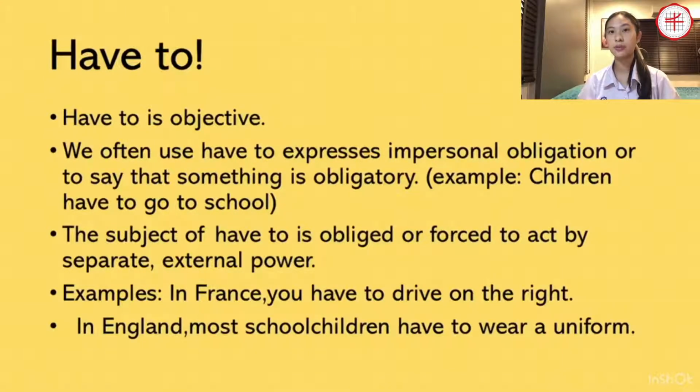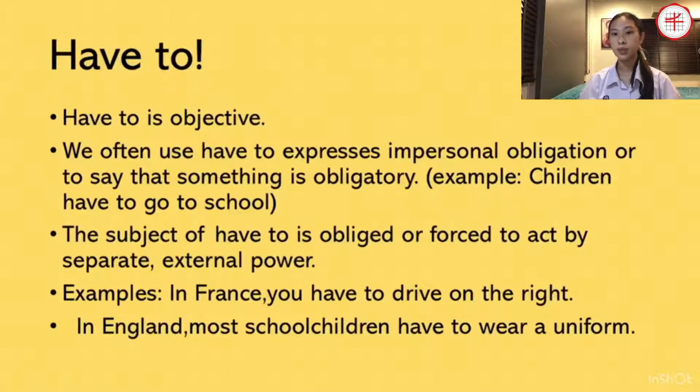Have to for objective obligation. We often use have to say that something is obligatory. For example, children have to go to school. Use of have to. In general, have to expresses impersonal obligation. The subject of have to is obliged or forced to act by a separate external power, for example, the law or school rules.